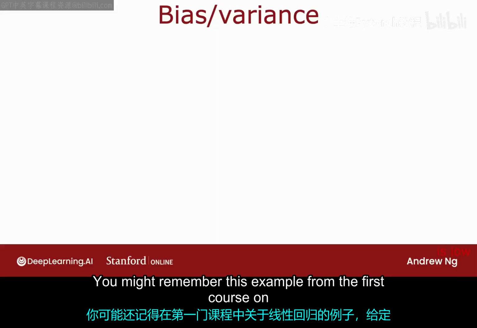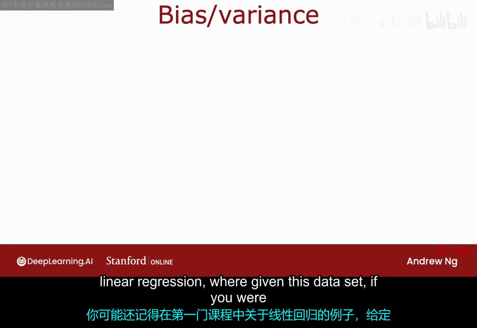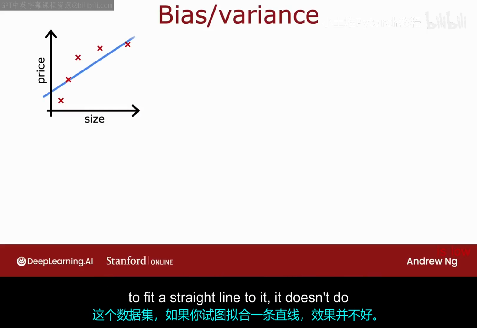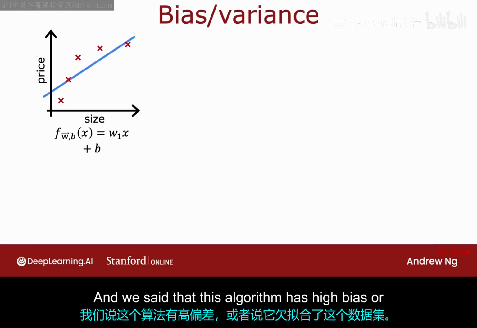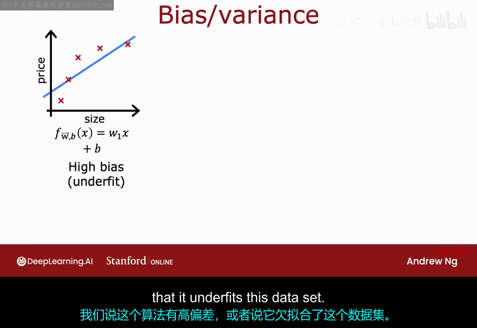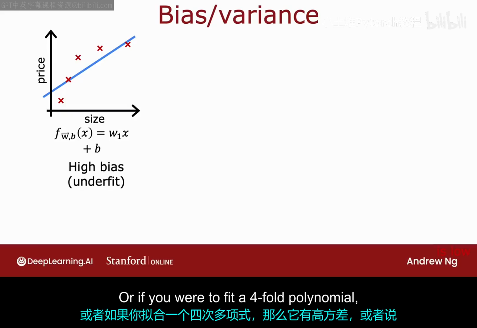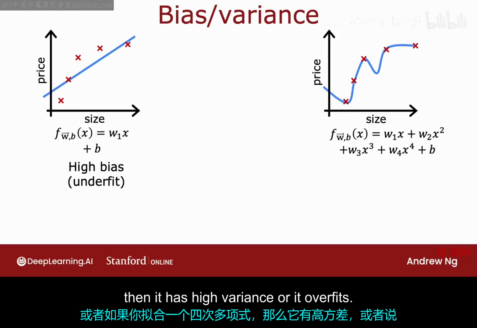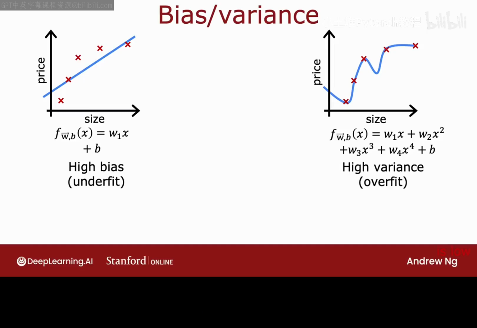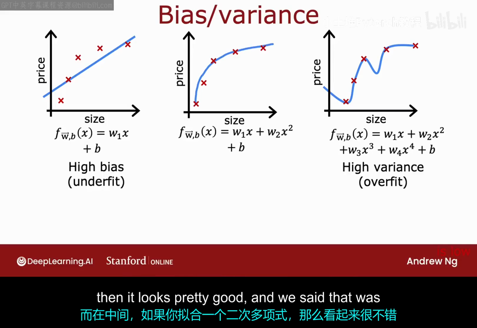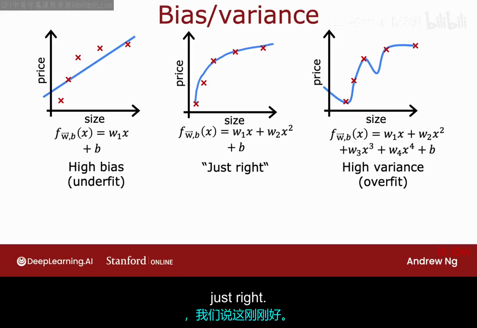You might remember this example from the first course on linear regression, where given this data set, if you were to fit a straight line to it, it doesn't do that well. And we said that this algorithm has high bias or that it underfits this data set. Or if you were to fit a fourth order polynomial, then it has high variance or it overfits. And in the middle, if you fit a quadratic polynomial, then it looks pretty good. And we said that was just right.